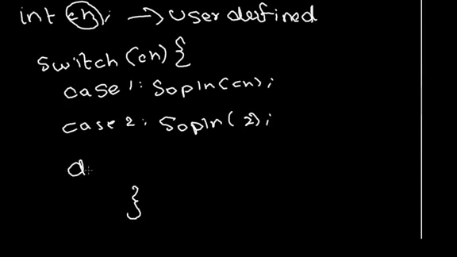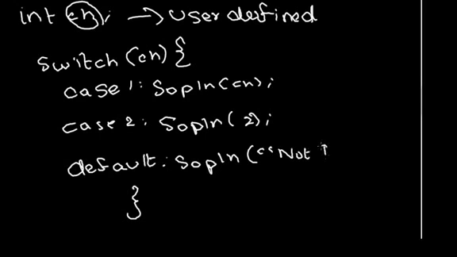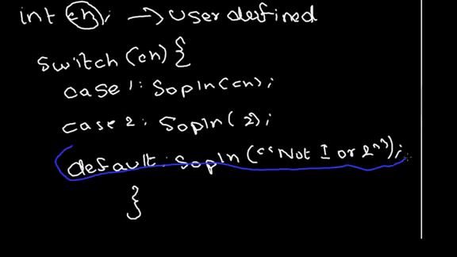Another thing you can add in switch is a default case, which, if it's not equal to 1 or 2, will print "not 1 or 2". So this is the default case, remember that. It's optional for you to put in a default case or not. Some people choose to, some people choose not to. It's up to you. I would recommend you put it in because it makes your program a little neater.